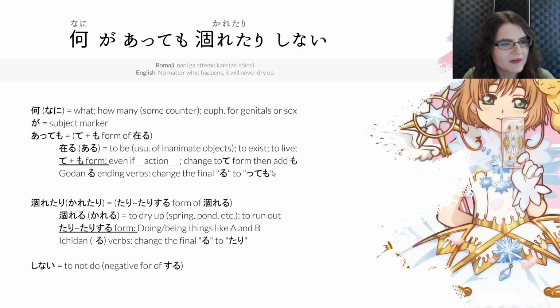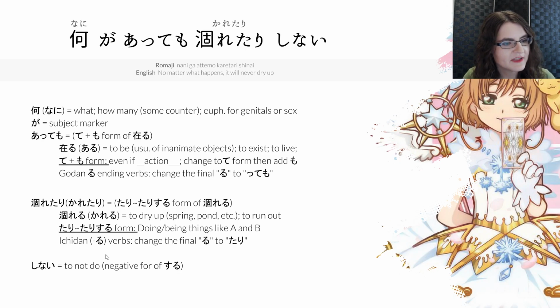So that's the te form, then that's the mo for this temo form. So that temo again is like even if. So even if it exists, no matter what exists, we have this karetari, which is kind of the tari suru form of kareru. There should be a second verb here, which is omitted for this grammar form to be complete, but that's essentially what's happening here.